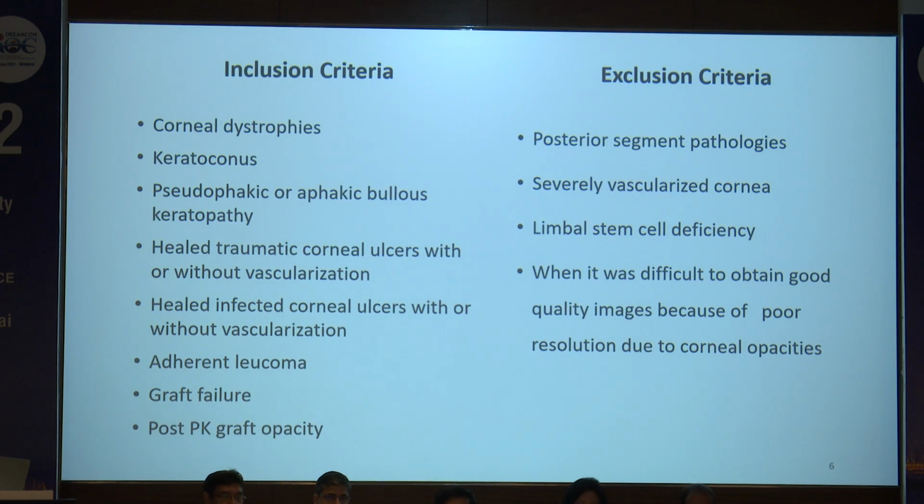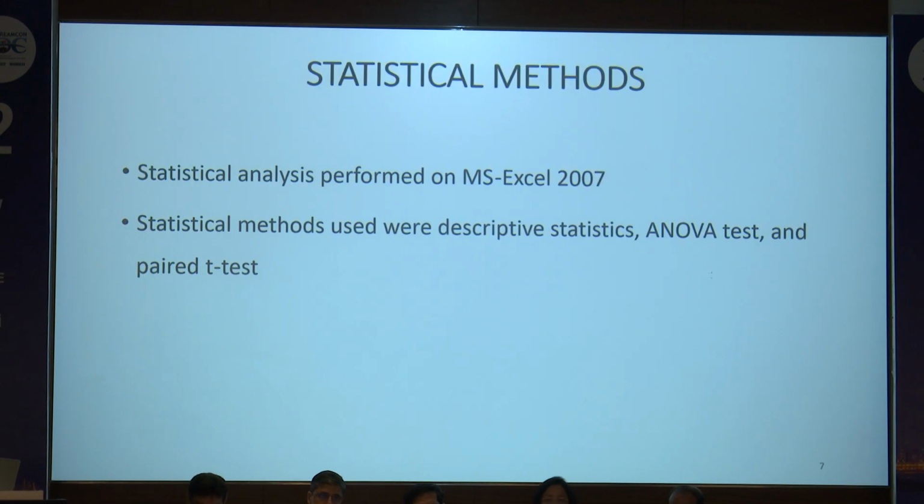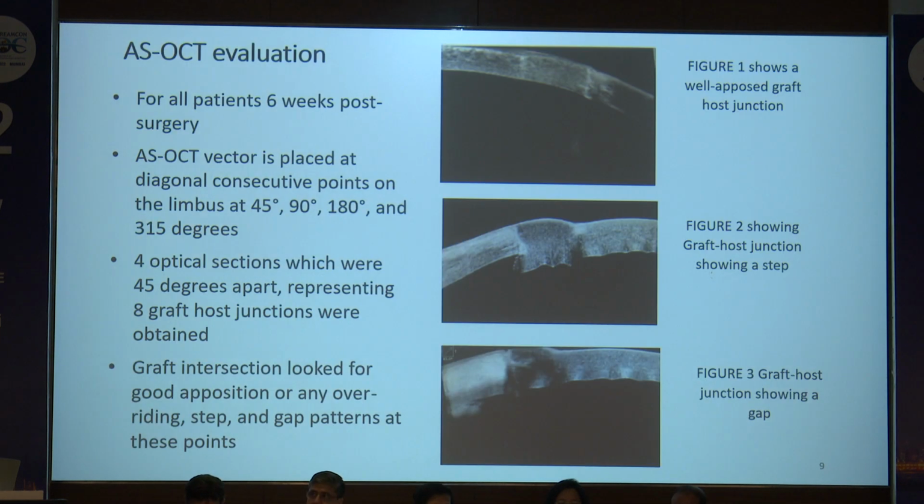Inclusion criteria included corneal dystrophies, keratoconus, corneal ulcers, pseudophakic bullous keratopathy, and so on. Exclusion criteria: any posterior segment pathologies, vascularized cornea, limbal stem cell deficiency, or difficulty in getting the images due to poor resolution due to corneal opacities. Statistical methods: we used MS Excel 2007, and methods used were ANOVA test and paired t-test. After penetrating keratoplasty, patients were followed up at 6 weeks for AIOC2022 and Orbscan.